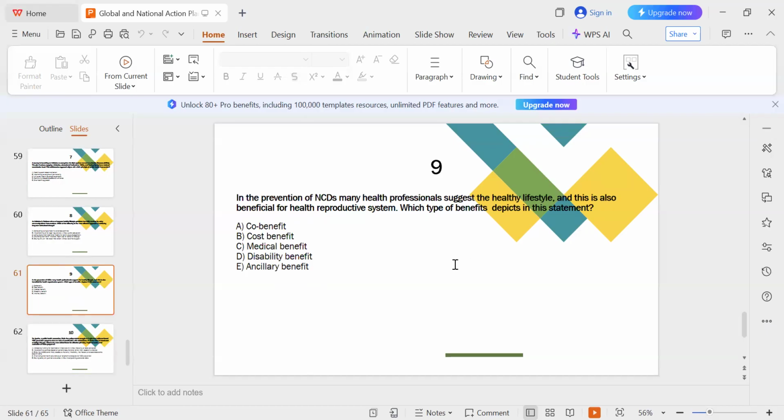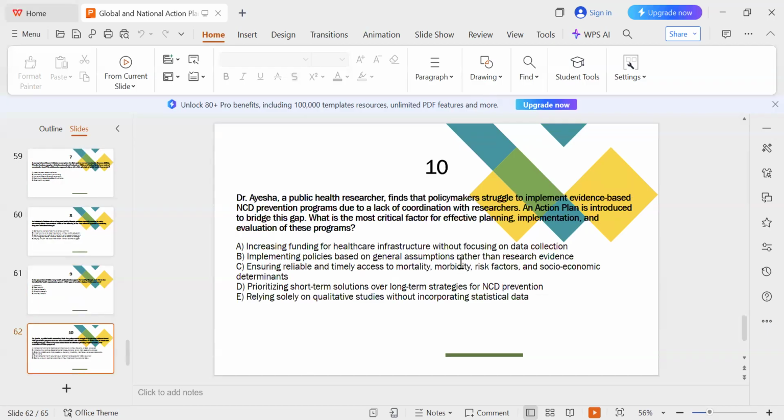The correct answer is ETA. Dr. Aisha, a public health researcher, finds that policymakers struggle to implement evidence-based NCD prevention programs due to a lack of coordination with researchers. An action plan is introduced to bridge this gap. What is the most critical factor for effective planning, implementation, and evaluation of these programs?